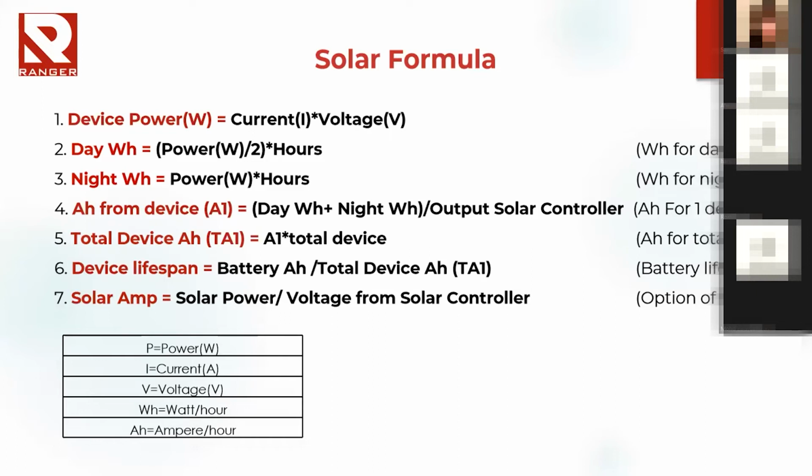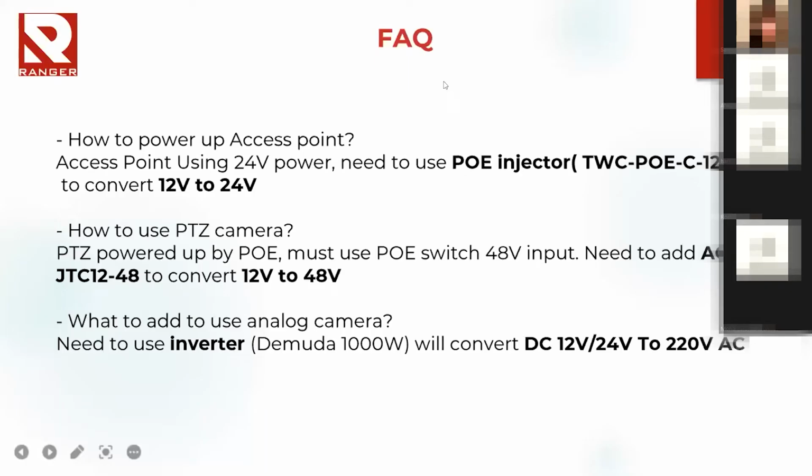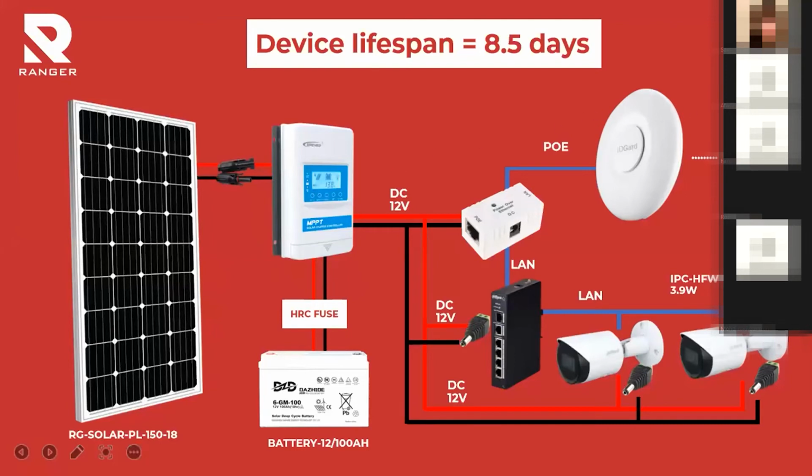Later, I will show the solar package connection. Okay, so for example, after we do the calculation, this is the AP solution. The battery is 100 AH, the solar panel is 150 watt, and the camera is 3.9 watt. So with 2 cameras, we can get the device lifespan of 8.3 days.